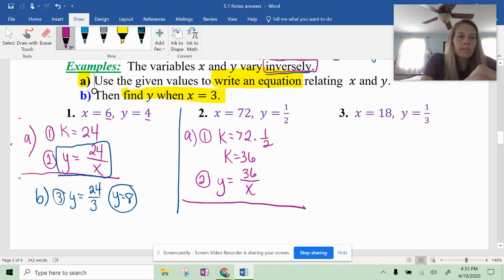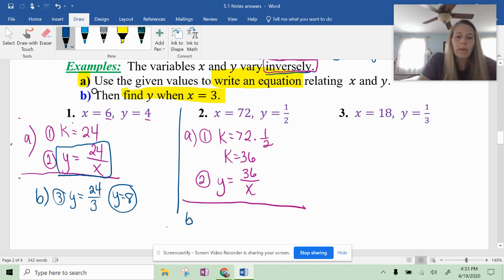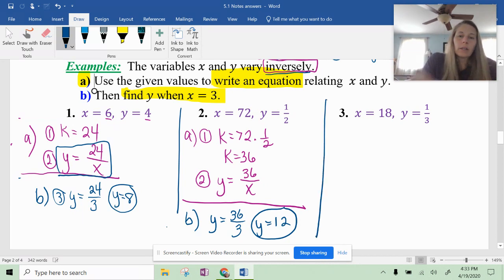Okay, then we want to do the second part, part B. Find y when x equals 3. So we're just substituting in that 3 for the x and then solving it. 36 divided by 3 is 12. So that's our answer. And then finally, number 3.